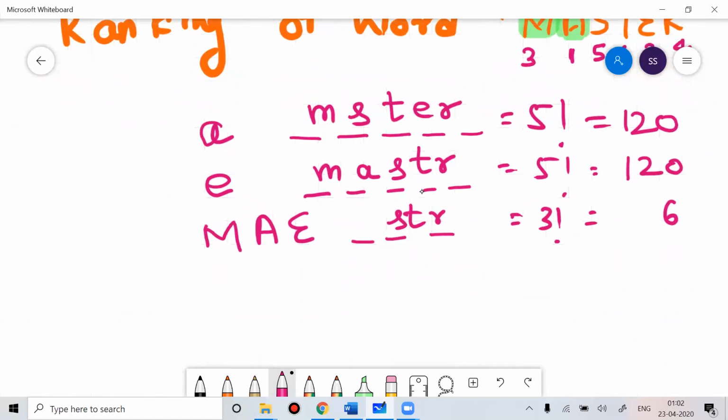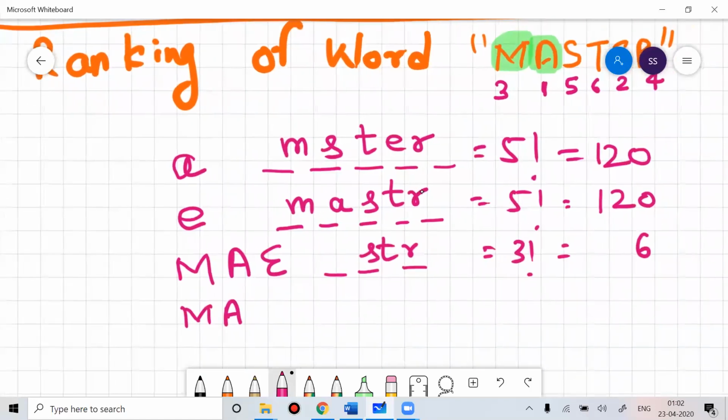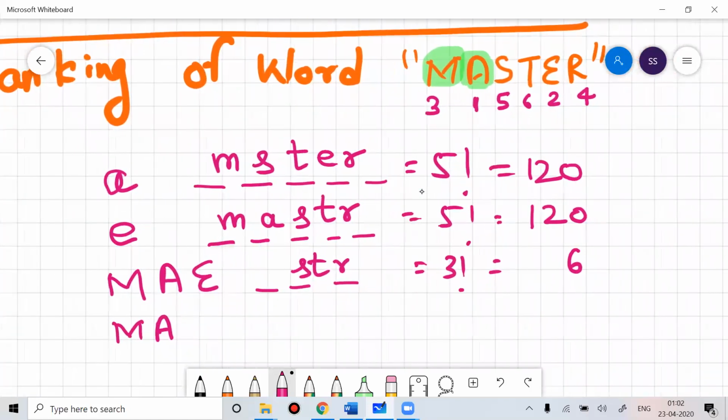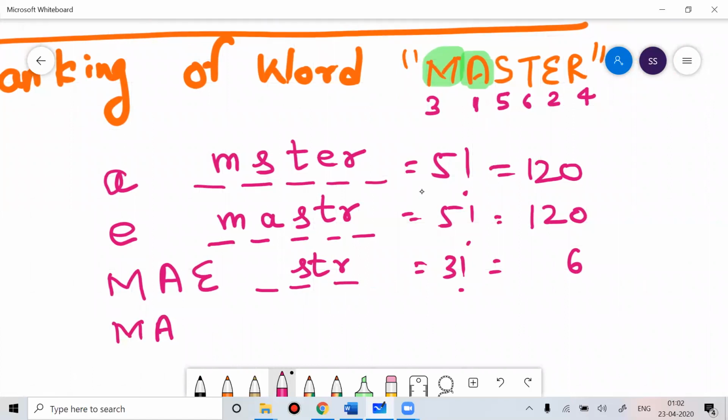Now, MA, after MAE, after E, what letter will come? R will come. So with MAR, how many can you make? You can make T, R, S. Correct, no? So how many can you make? Again, you can make 3 factorial, that is 6.